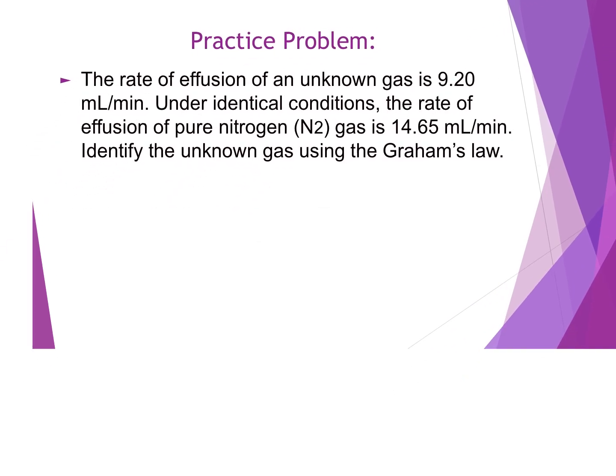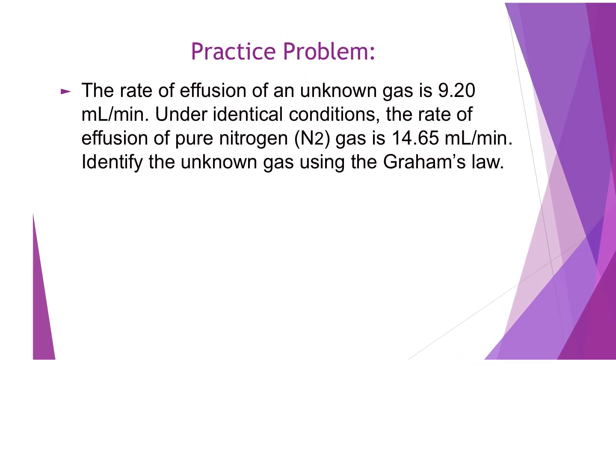Okay, here's our first one. The rate of effusion of an unknown gas is 9.20 milliliters per minute. Under identical conditions, the rate of effusion of pure nitrogen gas is 14.65 milliliters per minute. We're going to identify the unknown gas using Graham's law.